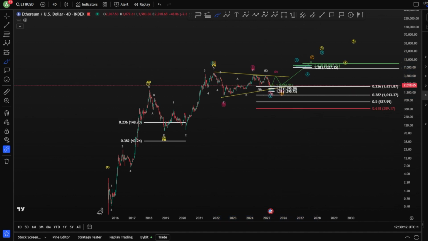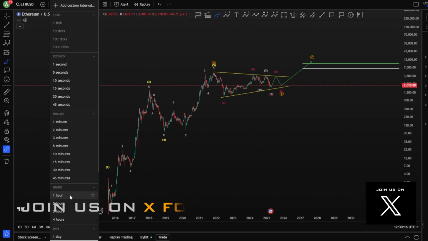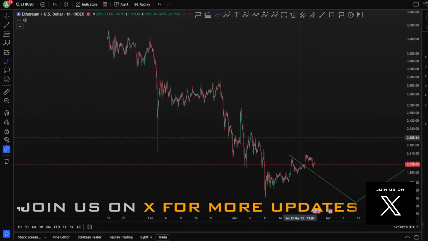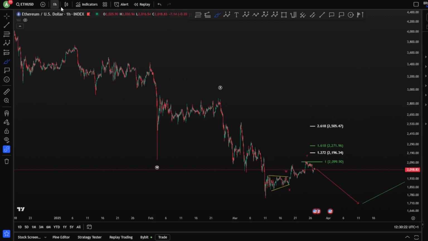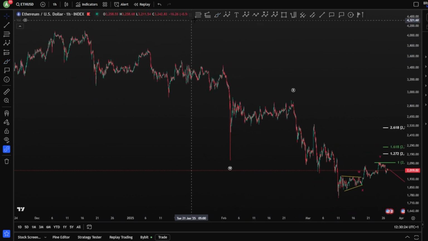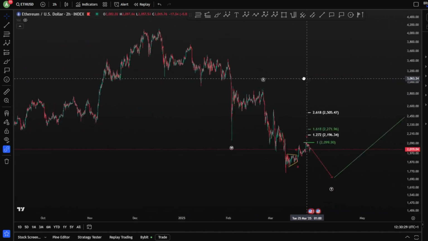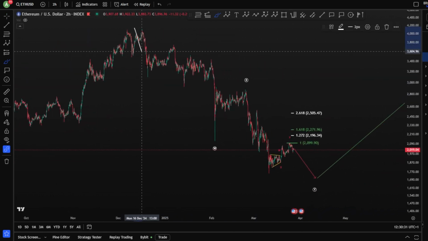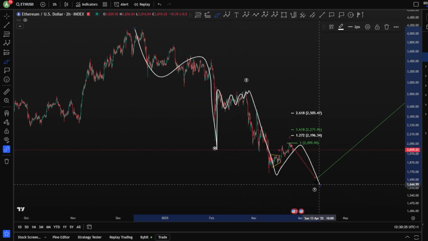Let's move inside it to check what's going on inside this area. So on the 1 hour chart here, we are looking at the following count. We are looking at a big W, X, and a Y from the top. Maybe we need to go to the 2 hours here just to see a little bit better. Here we go. So we have a W, we have an X here, and you're looking for a wave Y.